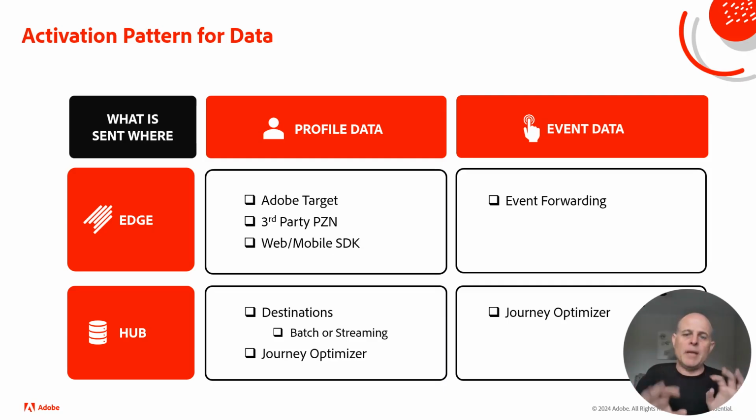And a lot of people mix and merge these things and then realize that there's a bit of a scope line there. The unique thing about Journey Optimizer from the hub is that it can see some of the event data when it's listening for certain kinds of event triggers to kick off a journey that might do something. So it's a little unique in that perspective as well.